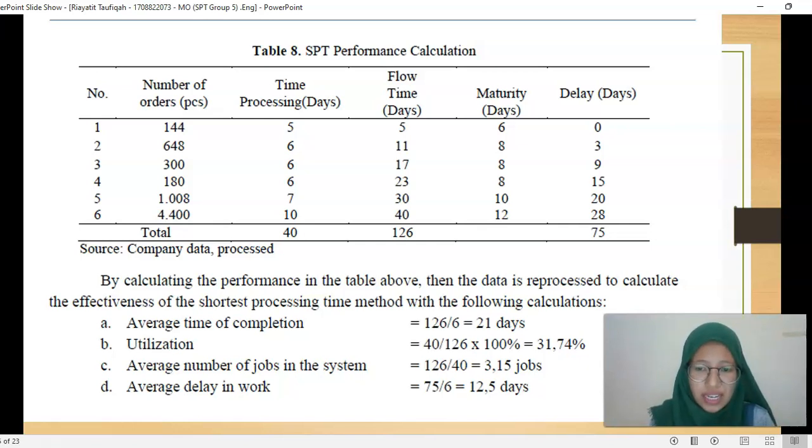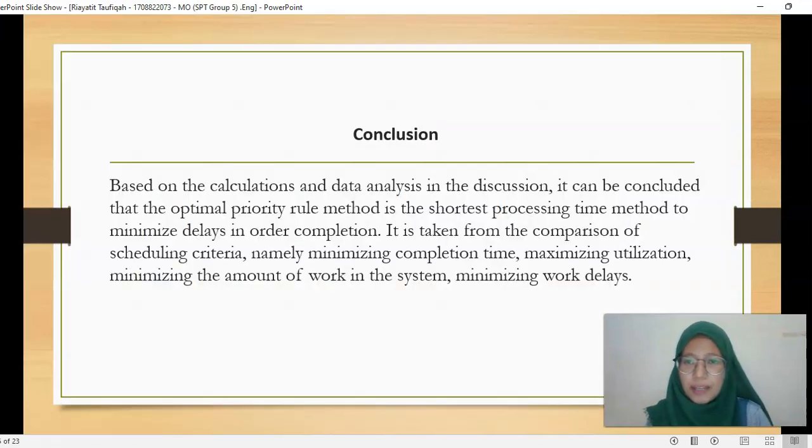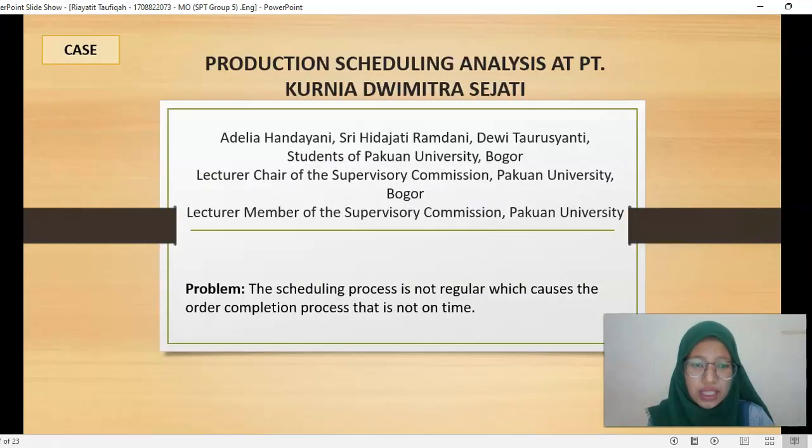And the last one, average delay in work, consists of 75 from the total of delays per 6 from the number of orders and equals 12.5 days. And based on the calculation above, we can conclude that the optimal priority rule method is the shortest processing time method to minimize delays in order completion. And it's taken from the comparison of scheduling criteria, namely minimizing completion time, maximizing utilization, minimizing the amount of work in the system, and minimizing work delays.